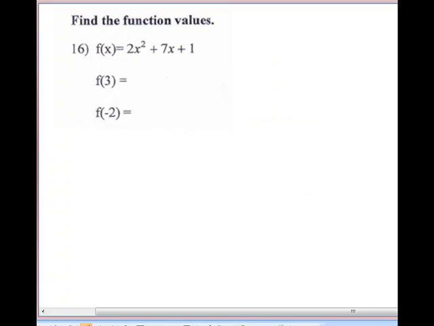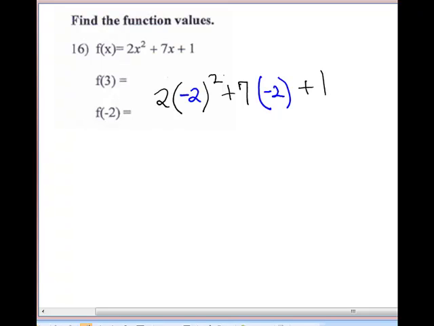Next, we'll find f of negative 2. So we're just going to be a little more careful because we have that negative sign. We're still going to substitute. So 2. Use parentheses. We're plugging in the negative 2. And we have an exponent plus 7. We'll use parentheses here. Negative 2 plus our 1.